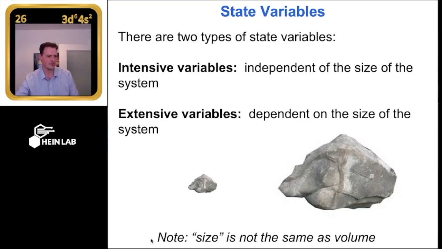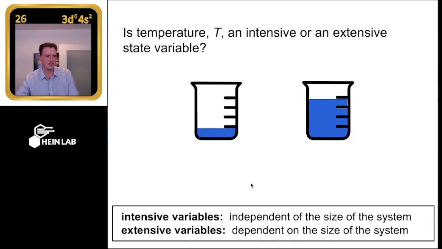All right, let's try a couple different examples. We have a beaker with a little bit of liquid, a beaker with a lot of liquid. Would temperature for these two different systems be the same? Another way to think about it, are they intensive or extensive?